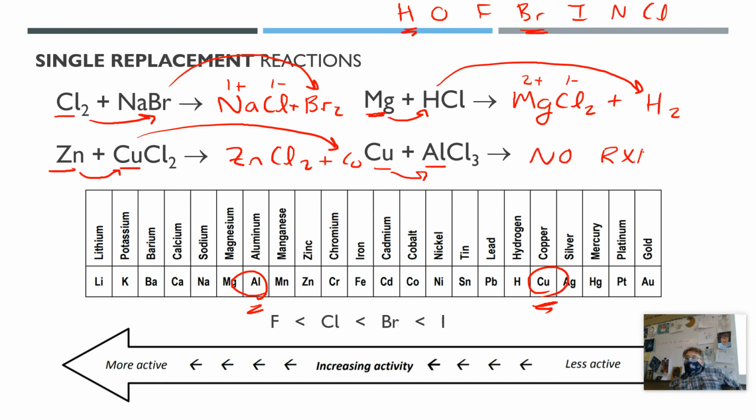I abbreviate reaction with RXN. You'll see that in chem textbooks too. Reaction, okay? My chem teacher did it. I didn't really know what it meant until like halfway through AP Chem. I had no idea what she was writing. RXN is reaction. So you don't write the products again because no reaction took place. You just put no reaction. And that's totally fine. All right, so that's single replacement.